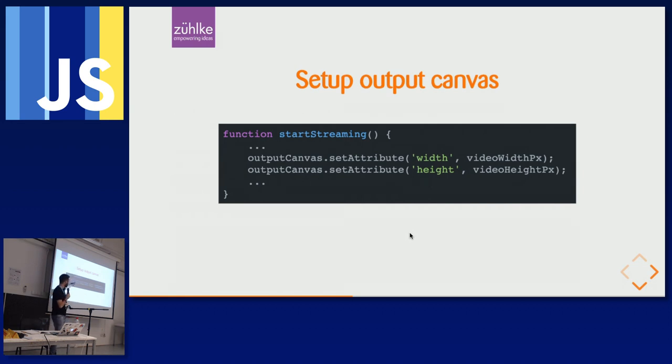So I made that HTML element already available to you. It's called output canvas. And you have to make sure that the size of that canvas matches the size of our stream. Otherwise, OpenCV will complain and say, well, you tried to paint a matrix onto a canvas and they are not the same size. This doesn't work. So it's important that we set width and height of our canvas.